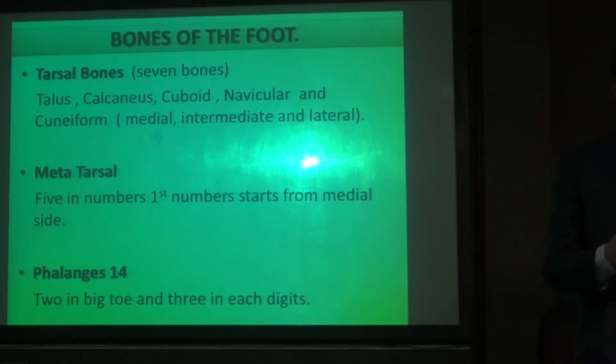What are the bones in front of the navicular? Cuneiform, three cuneiforms. And in front of these you will find the metatarsals. In front of the metatarsals, the phalanges.